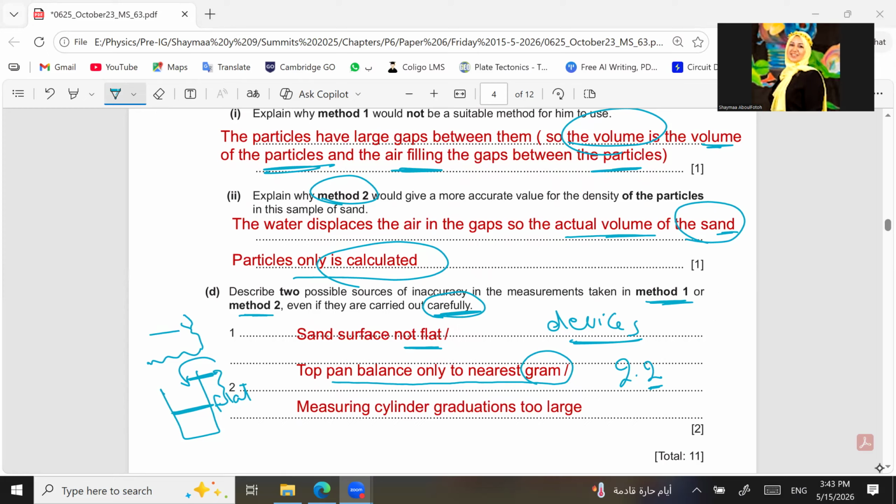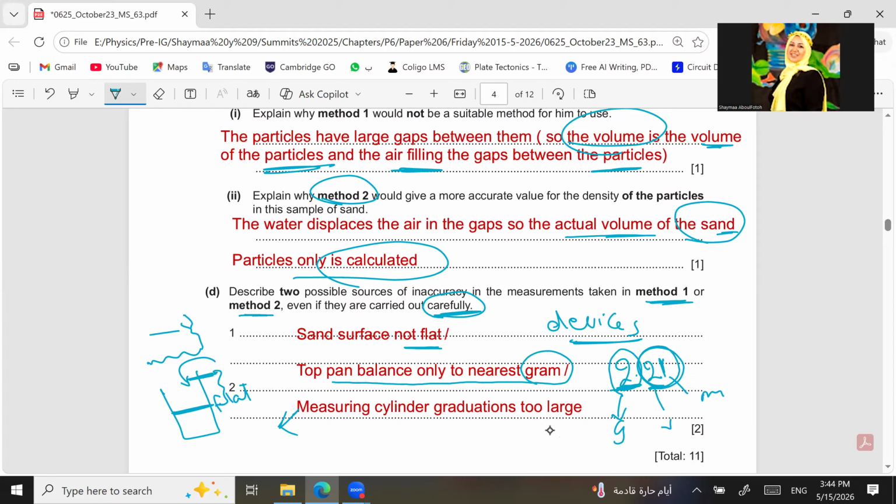Maybe something is wrong. Why? Because we need 4 milligrams, and the reading will not be only in grams. This is gram, this is centigram, and this is, for example, milligram. Every time, if I just take the nearest gram, maybe we have more than grams, maybe we have to go to the nearest milligram. So when I select the balance which reads to the nearest milligram, I will be more precise and accurate. Then the measuring cylinder graduation is too large.